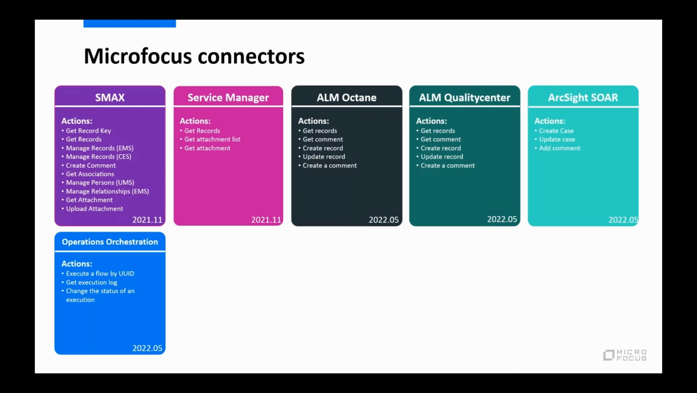Next, I want to summarize what connectors we offer at the moment in the integration engine. Those are the Micro Focus connectors, one for SMAX, one for Service Manager, another one for Octane and Quality Center. We also have a connector now for ArcSight SOAR and for Operations Orchestration. Each connector has a different set of actions you can use to integrate with the different products to create updates, but also get data.